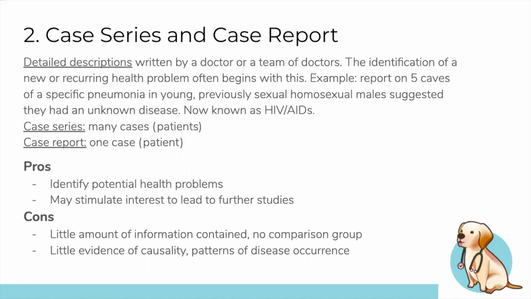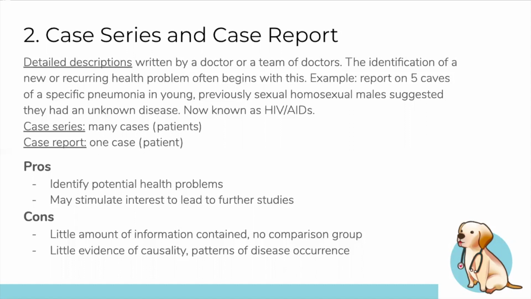It can either be just one patient or a bunch of different patients together. An example for this would be pneumonia in young homosexual males with an unknown disease. That would have formed the basis for doing more research into what they had. I don't think that directly led to the discovery of HIV, but it would have been like, we should probably look into this.